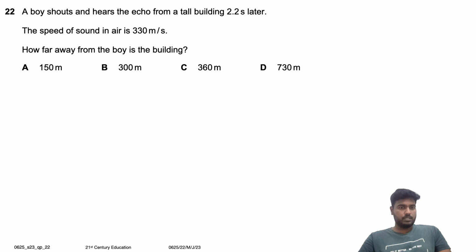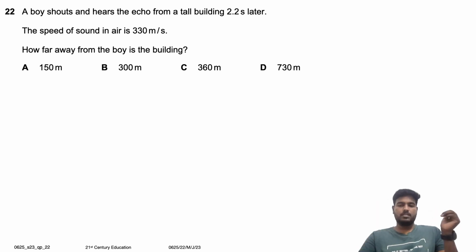A boy shouts and hears the echo from a tall building 2.2 seconds later. The speed of sound in air is 330 meters per second. How far is the boy from the building? Okay, now he's making a noise. This noise travels and reflects back. This is what we call an echo.